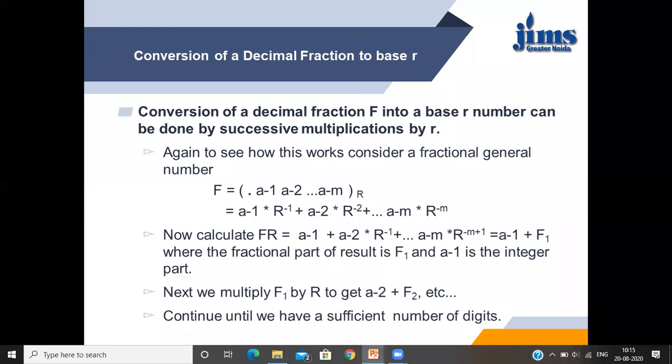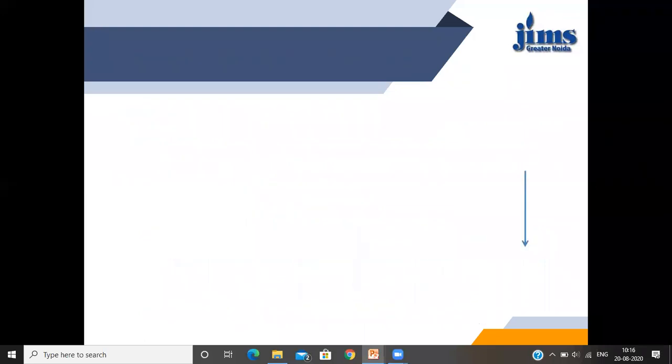So in a generalized way, we can say that when we have to convert a decimal fraction into a base R number system, we multiply that fraction part by the base R, and we keep aside the integer part, and the remaining fraction part is again multiplied by the base R, and this process continues until we get a fraction of 0 or we have a sufficient number of digits.